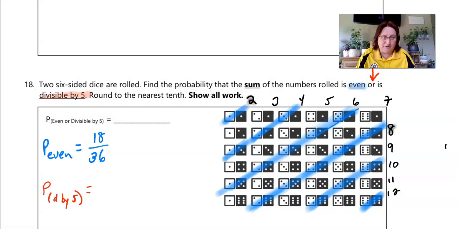4 is not divisible by 5. What about 5s? 5 divided by 5. Yeah, that works, doesn't it? Okay, so we've got these right here. All of these are divisible by 5, aren't they? Okay. What about 6s? Nope, 6 is not divisible by 5. What about 7s? Nope.